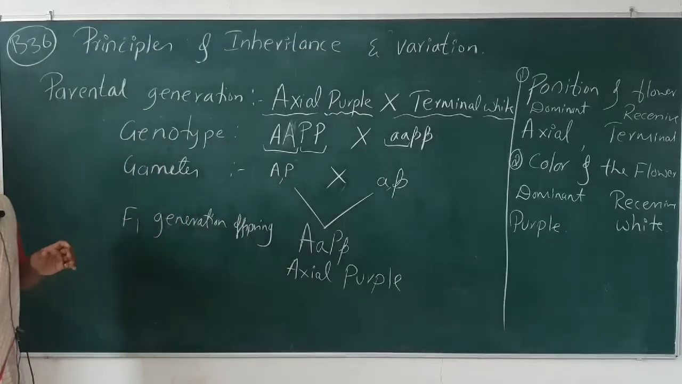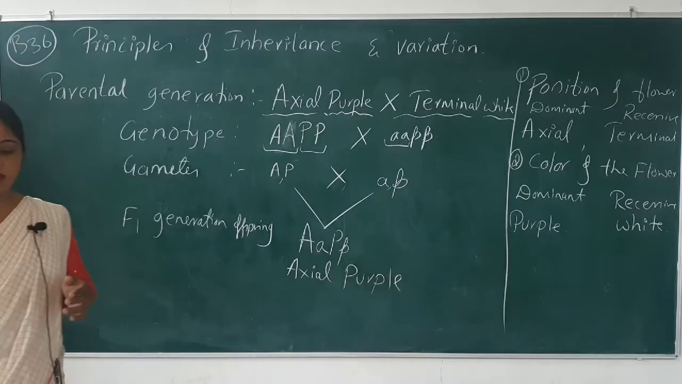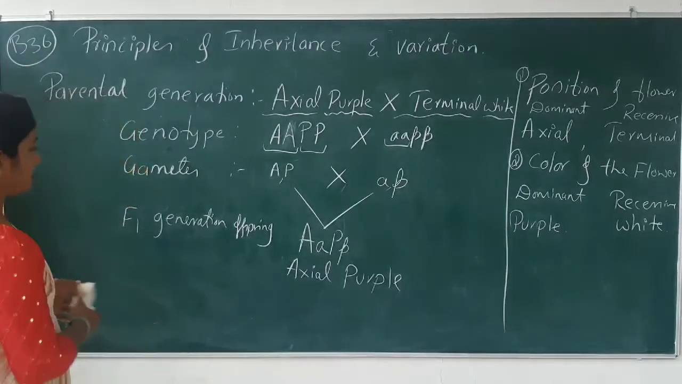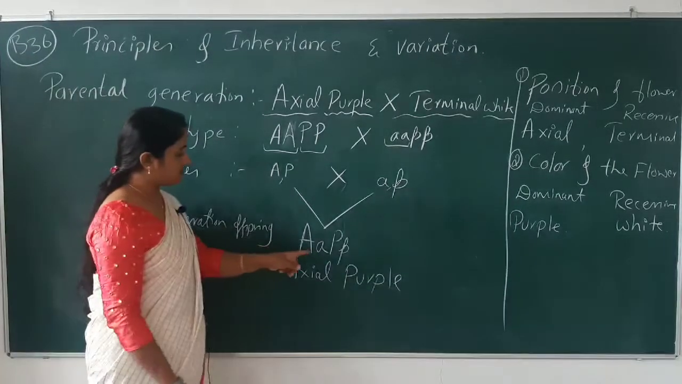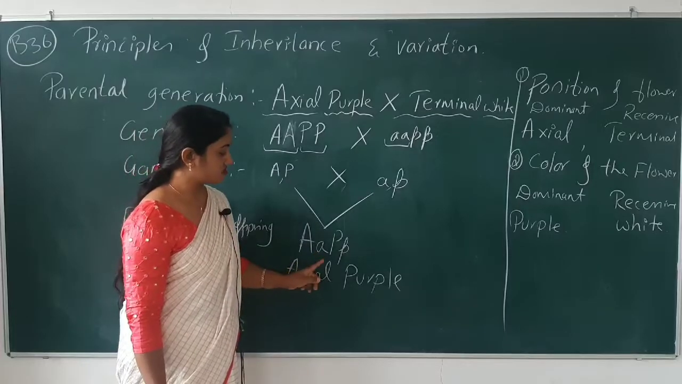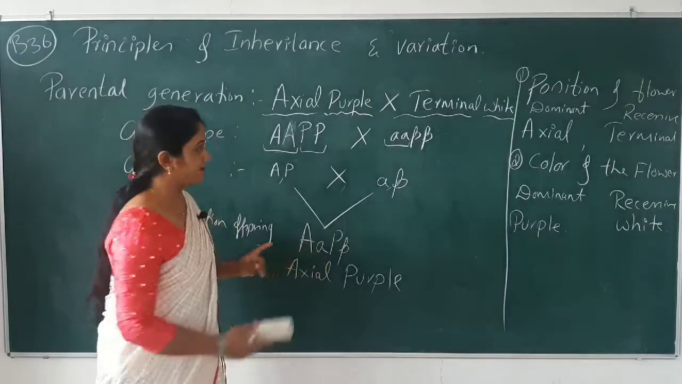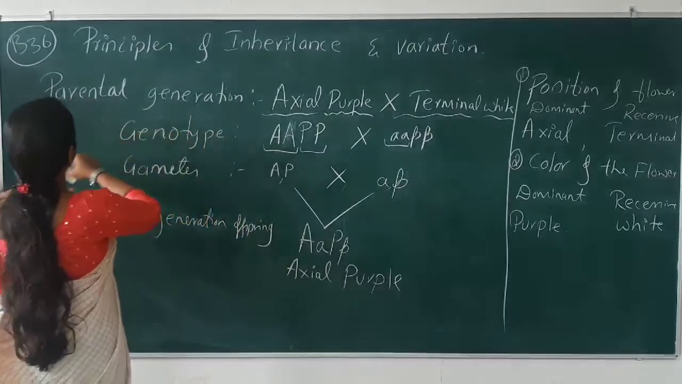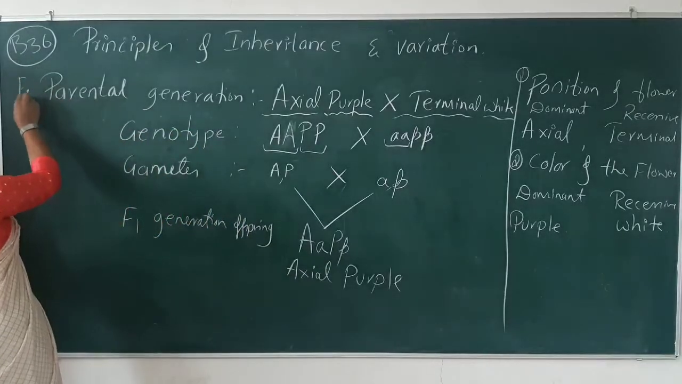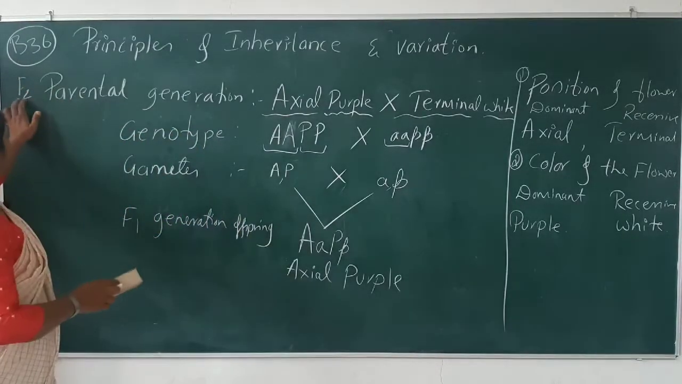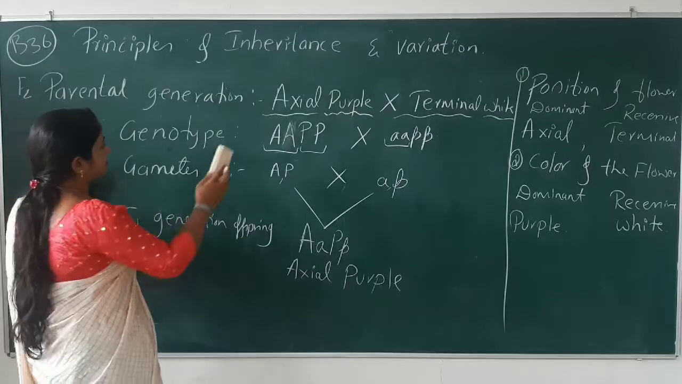Alright. So now we will move further. We are going to see what will happen when we self-cross this F1 generation. That I will take here. So I will write the headline as F2 generation. F2 means second filial generation.